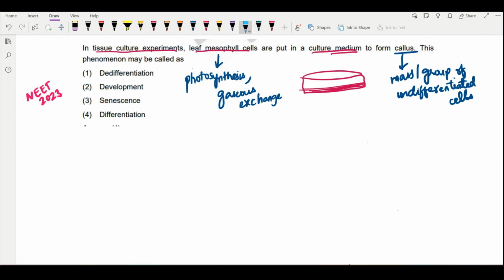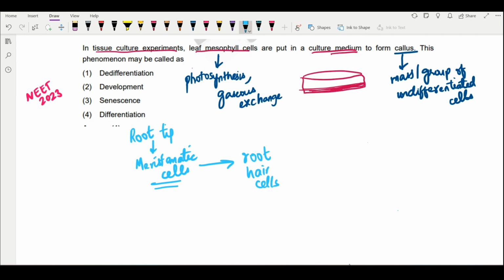So let's consider an example of root tip. We all know that the root tip contains meristematic cells. These meristematic cells continuously divide. They are not specialized to perform any specific function. So these meristematic cells later get specialized to form root hair cells. What's the function of the root hairs? They basically help in increased absorption of water. So here the root hair cells now perform a specific function and they have lost their ability to divide.